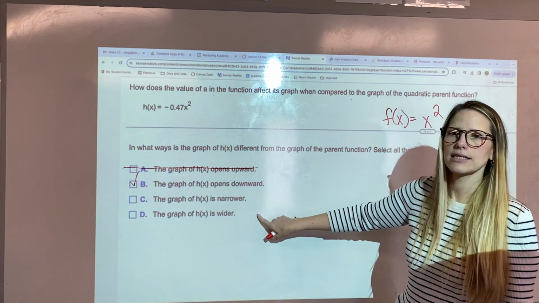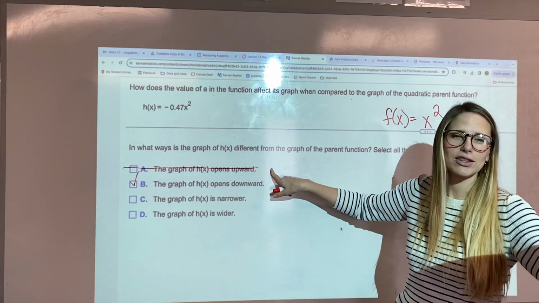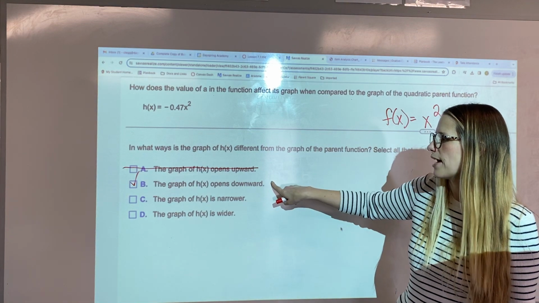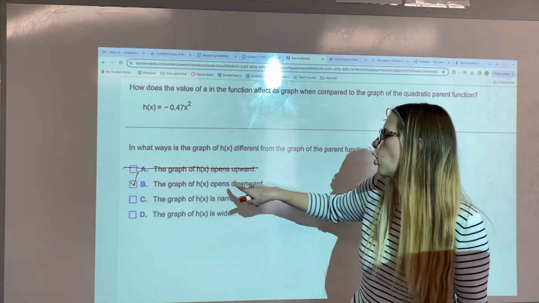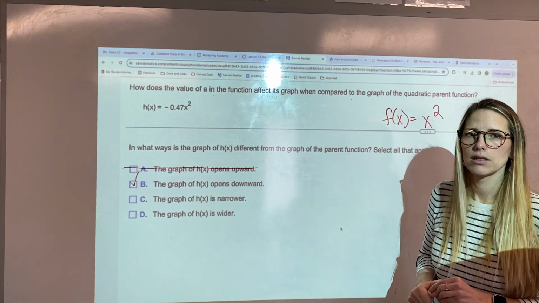Okay, we're gonna get to that in a second. So I'm gonna explain that one. I know you can explain it because you got the right answer. Angelique, can you explain to me why we chose that the little baby opens downward and not upward? It's going downwards because it's negative.